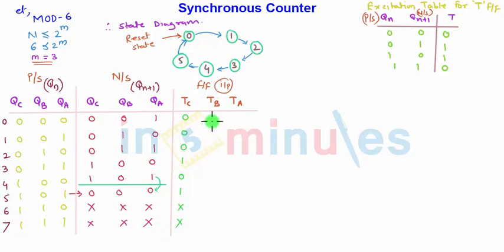Similarly, you fill up the table for TB and TA using the present state and next state combinations. So here is the complete truth table for the synchronous counter. In this special case, we are designing the modulo 6 counter, which is synchronous.